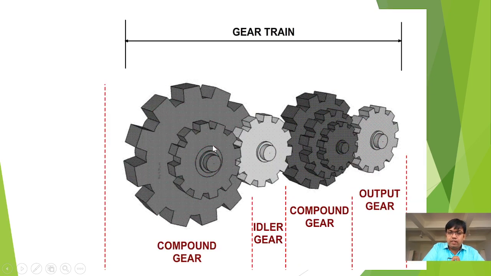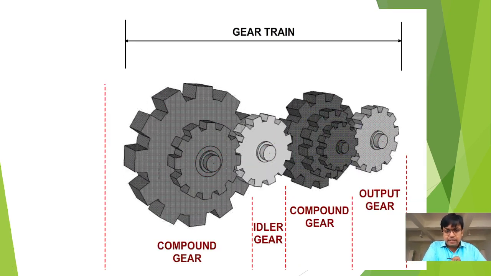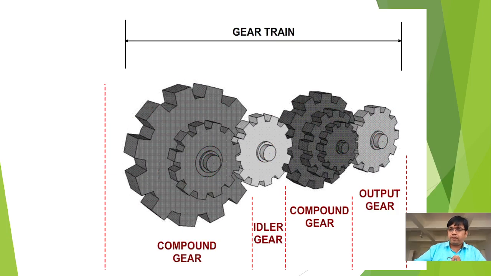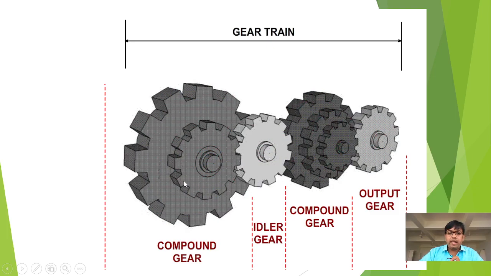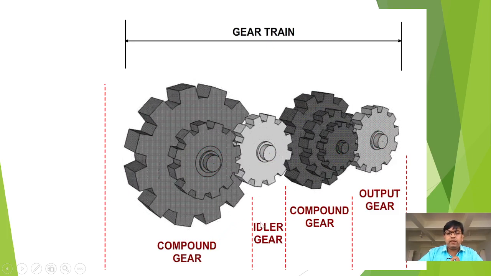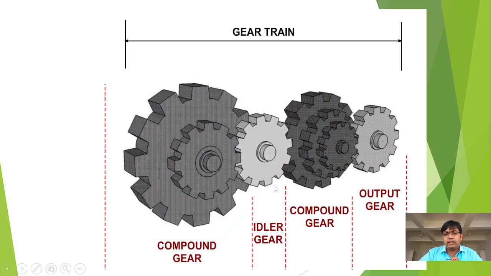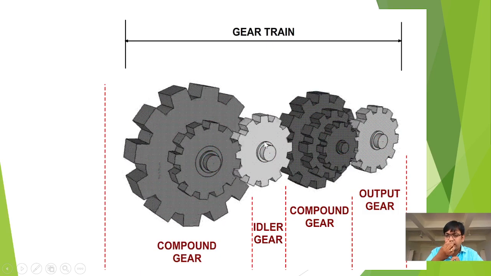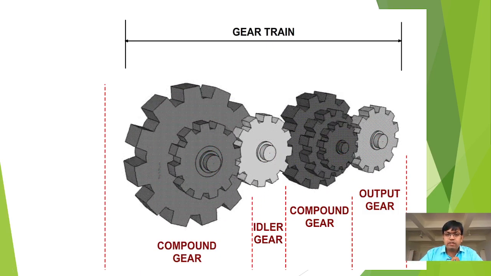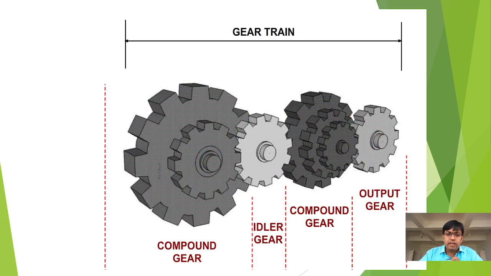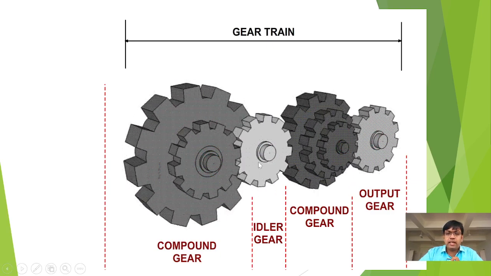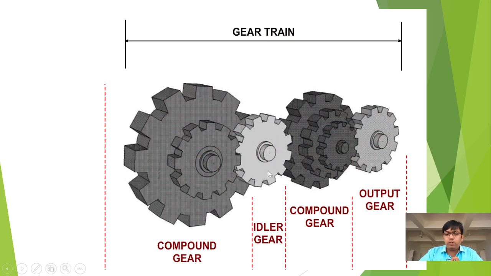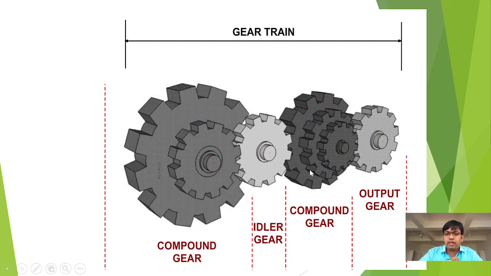Now you can also see this animation. You have a compound gear, the first one, and you also have an idler gear in between. As I told you, what is the importance of the idler gear? The idler gears are used to bridge the gap between two shafts, and they are also used to change the direction of motion of the output shaft. And then you have a compound gear here.